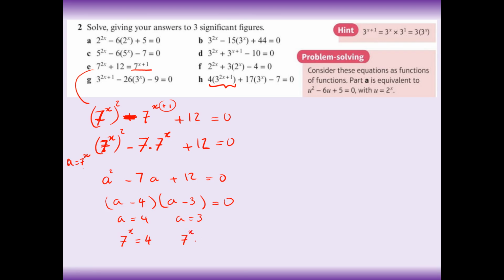7 raised to the power of x can be 3, so to find the answer, you simply take log of both sides. Now that you know natural logarithms, you can say x here is, I'm going to write the answer here, log of 4 divided by log of 7, and this will give me x equals log of 3 divided by log of 7 there.